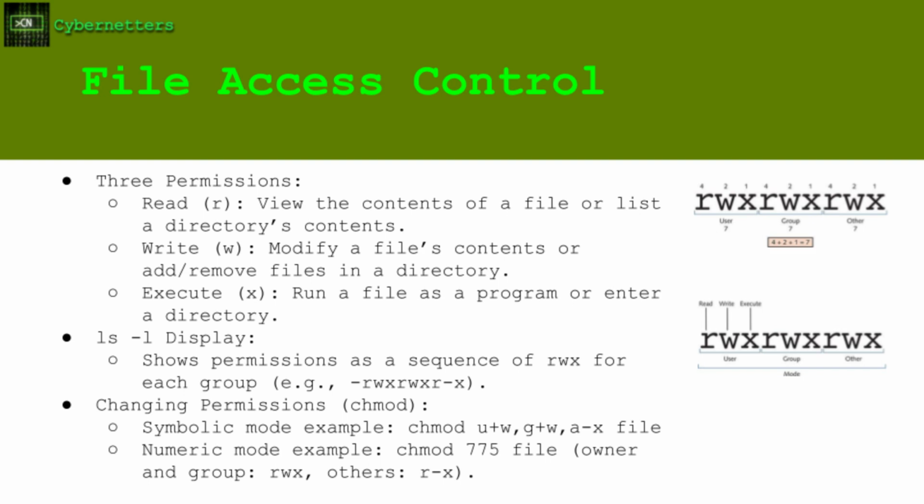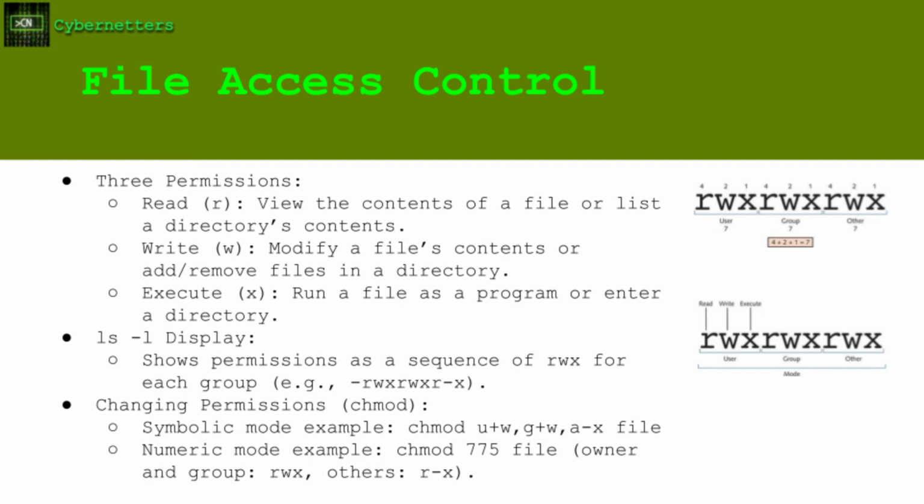So you would use this command called chmod. There are two ways to change it, which is symbolic mode and numeric mode. The symbolic mode uses U, G, O, and A. U meaning the user, G meaning the group, O meaning others, and A meaning all. For example, you can see there chmod u+w, g+w, o-x file.